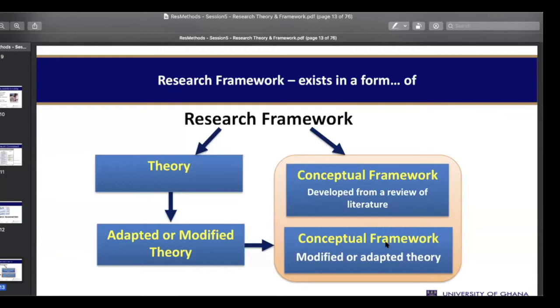That is one of the reasons why when you see people present a research framework, they usually write by the side, conceptual model or conceptual framework for the study. It is still the research framework. You see, the word is research framework. It is conceptualized either from the theory or from the literature review or a combination of the literature review and the theory.